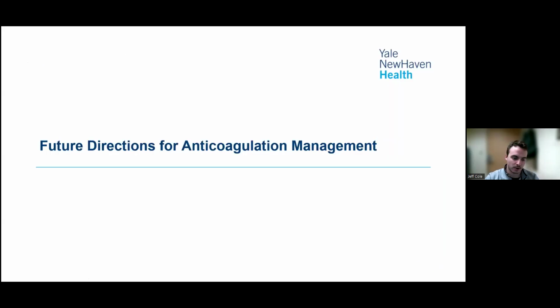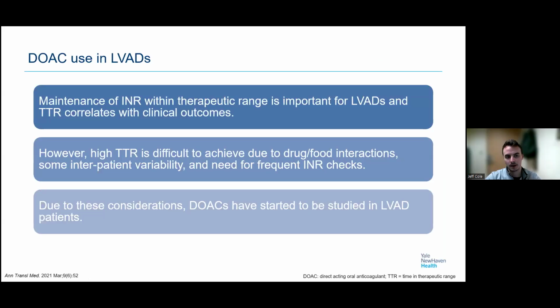So we're not really doing aspirin anymore in these patients, and the standard of therapy is still warfarin with a goal INR of 2 to 3. Now we're going to look at some future directions. The main thing we're looking at is DOAC use in LVADs. Maintaining INR within therapeutic range is very important for LVADs, and time in therapeutic range, or TTR, correlates with clinical outcomes.